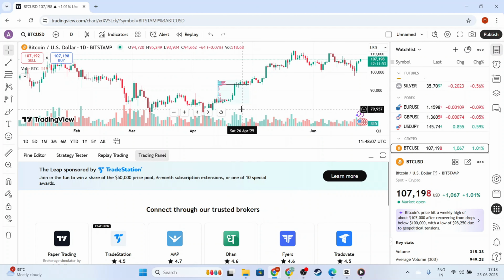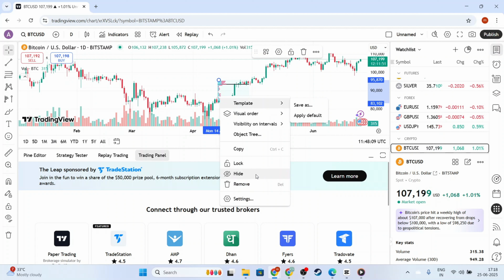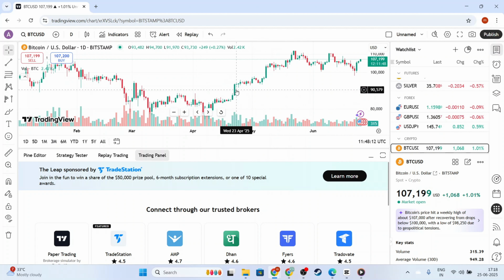And that's it. By following these steps, you've successfully set a stop-loss in TradingView, protecting your trading capital with an additional layer of risk management.